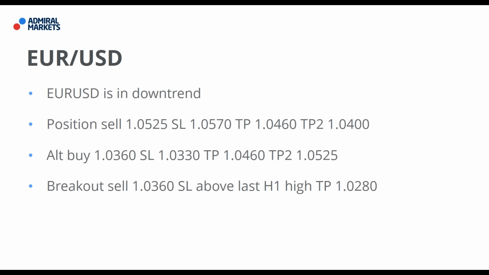Euro dollar really could use some retracement, right? And we can use the retracement to get into a new short. If we see that, stop loss is 1.0570, include a little bit more of a spread, TP 1.0460, TP2 1.0400. This will be the zone where I would buy, so it's like 1.0360 to 1.0380. That will be the zone where I would buy. 1.0330 is stop. TP 1.0460, TP2 1.0525.